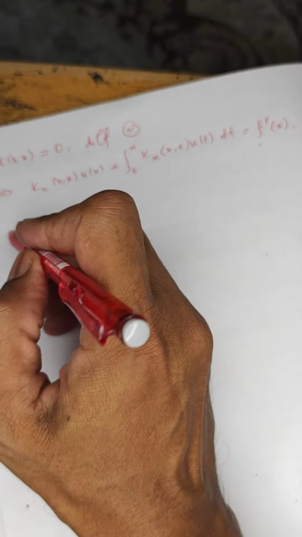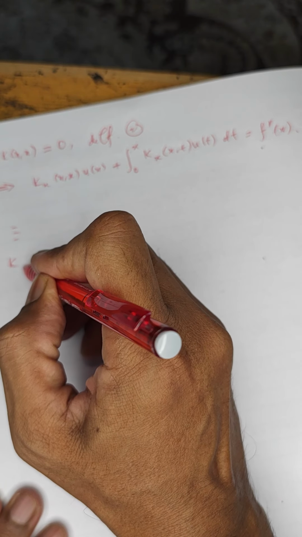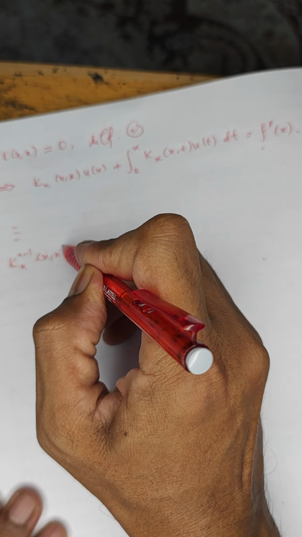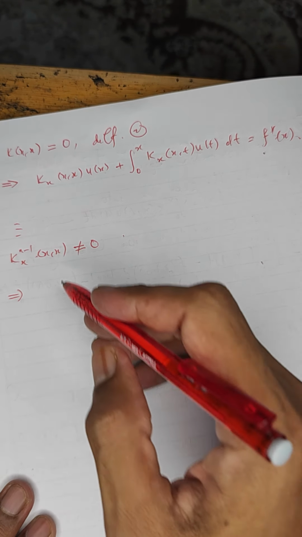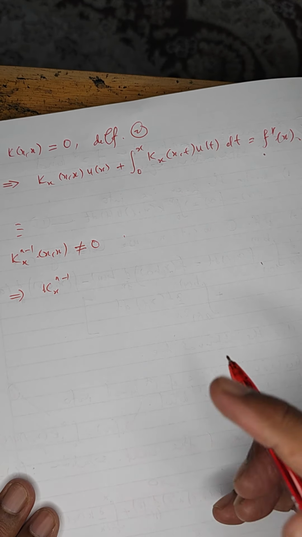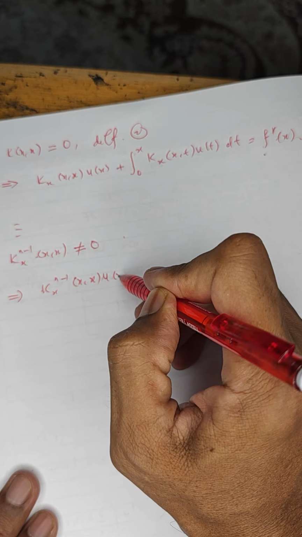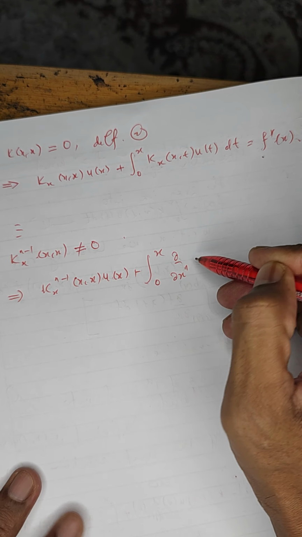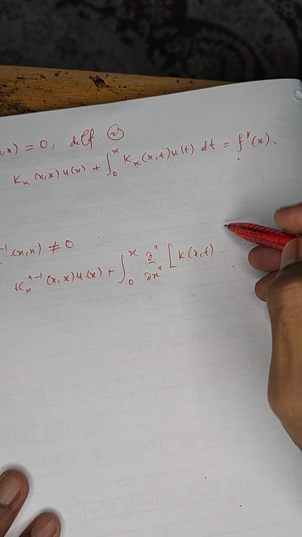If you do this process until you differentiate as many as n minus 1 times, such that the kernel derivative at x,x is different than 0, then basically you can write the equation as, keeping all those processes in between, the n-th derivative of k at (x,x) times u(x), plus the integral from 0 to x, with the n-th derivative with respect to x of k(x,t) u(t).